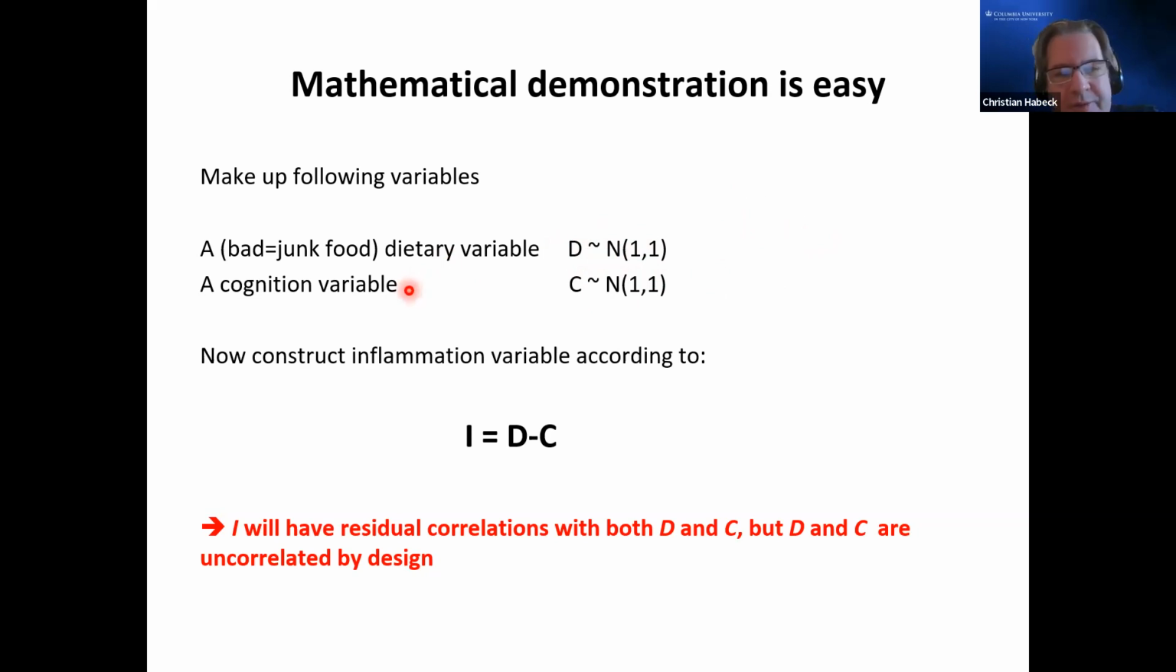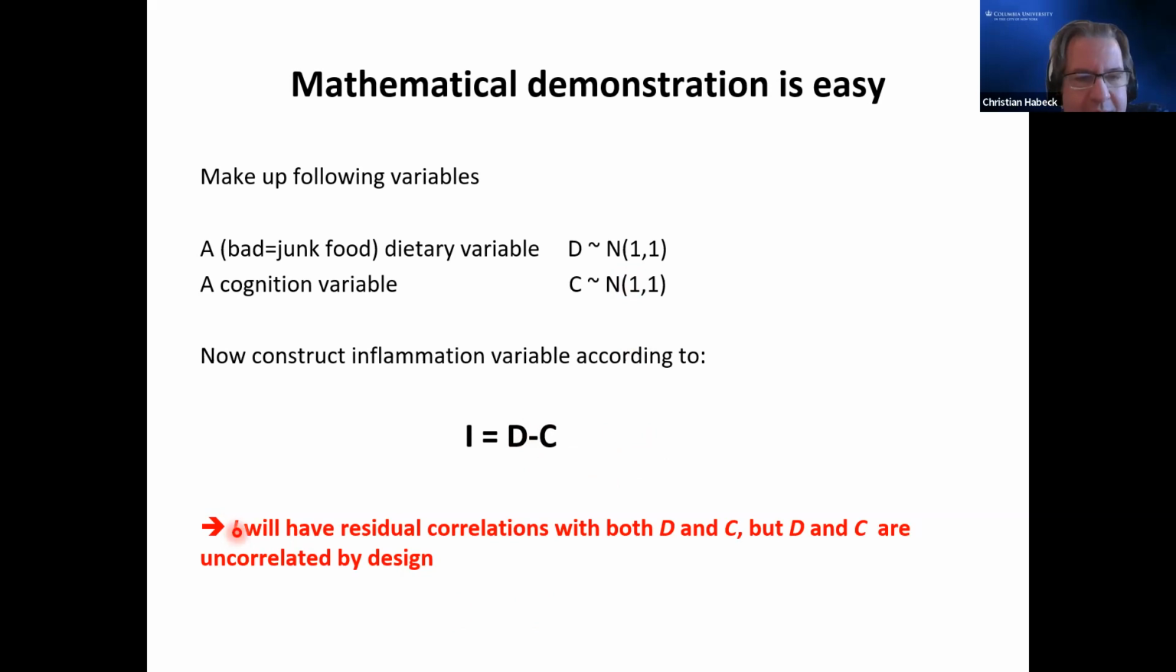Let's imagine a cognition variable, total cognition, maybe episodic memory, reasoning, speed, and vocab all in one thing, some kind of crystallized intelligence. And now let's imagine an inflammation variable. We make this up again. This is all hypothetical data. We just take D minus C. We subtract C from the others. Let's assume these are dimensionless.